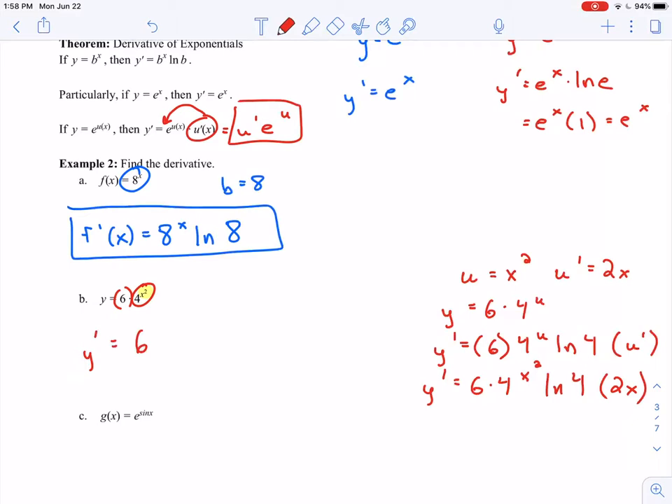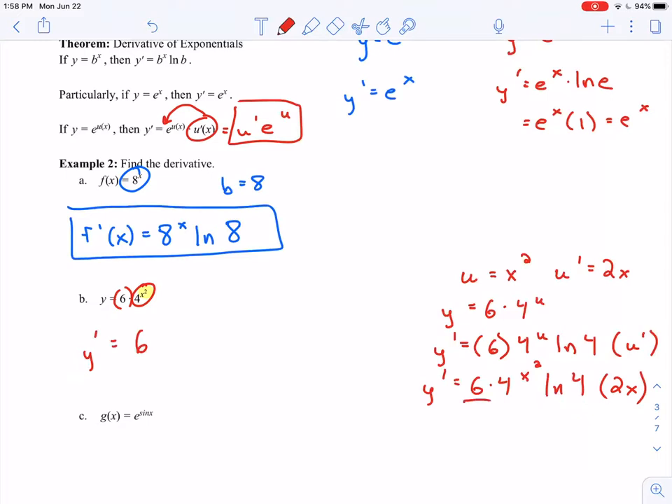You could leave your answer like that, but to be honest, just looking at it is bothering me a little bit. I think I can simplify that. Let's multiply the 6 and the 2x because those are two monomials. I can't do anything with 4 to the x squared because that's an exponential function. I can't do anything with natural log of 4. That's a logarithm. You could get a decimal approximation, I suppose, but I would rather just leave that as natural log of 4.